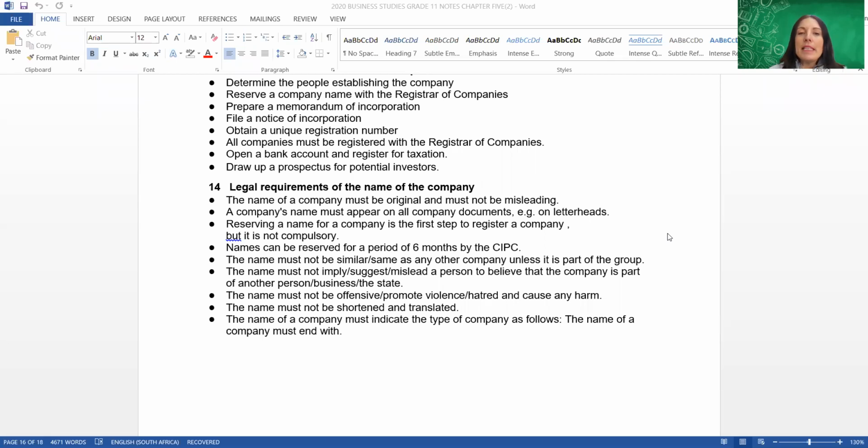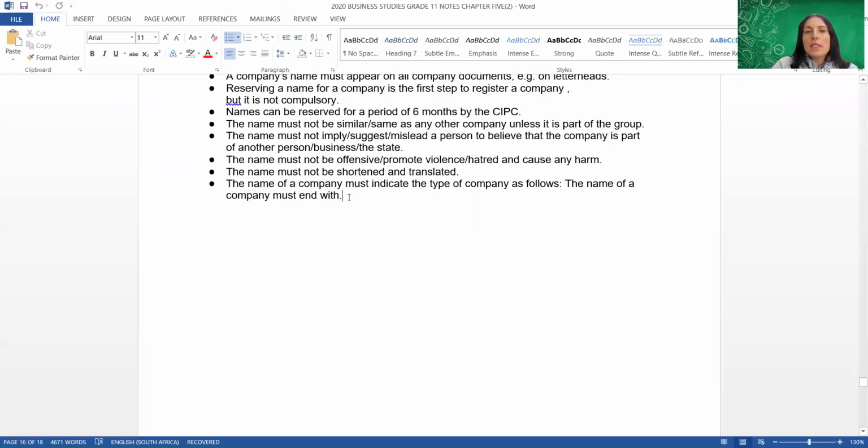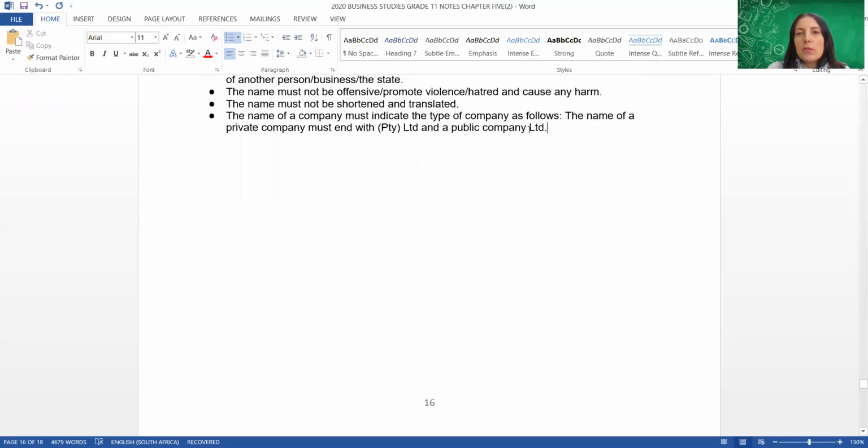And the name of the company must indicate the type of company as follows. The name of a private company must end with PTY, LTD, and a public company, you know that by now, must end with LTD. Right, so that will indicate also to people doing business with you whether this is a private company or a public company.